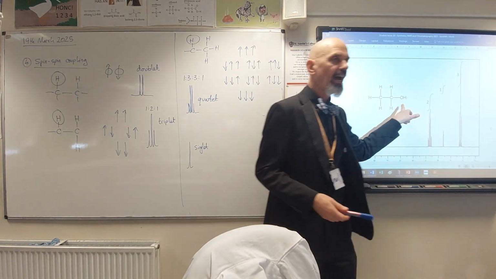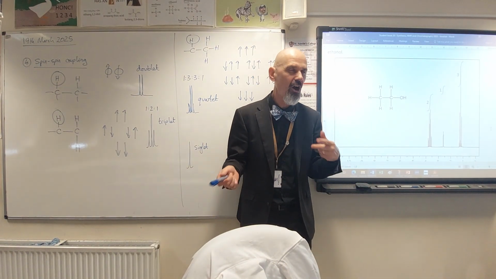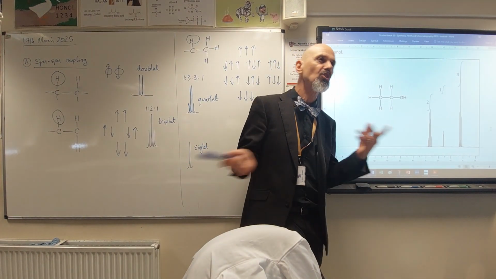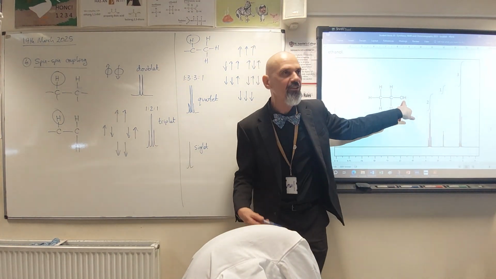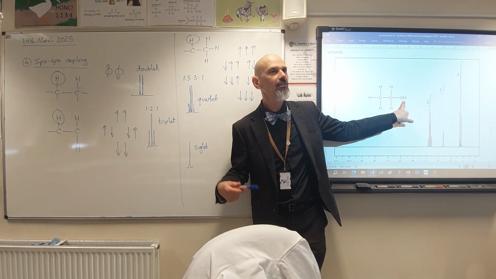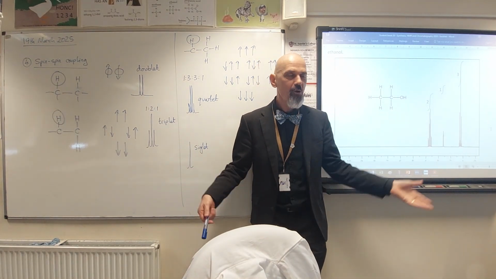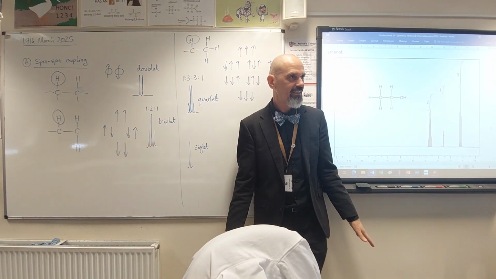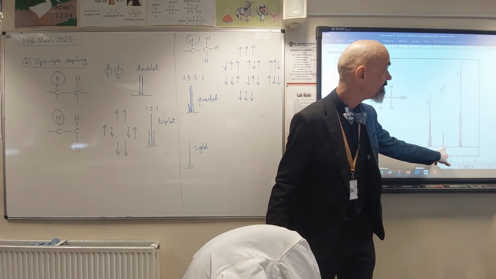The OH, so one of the reasons why OHs are tricky is because the hydrogens in hydrogen bonding can swap very quickly. And that means that the hydrogen doesn't hang around long enough to form these splitting patterns. So in summary, OHs don't split, okay, which is why that looks like a singlet.